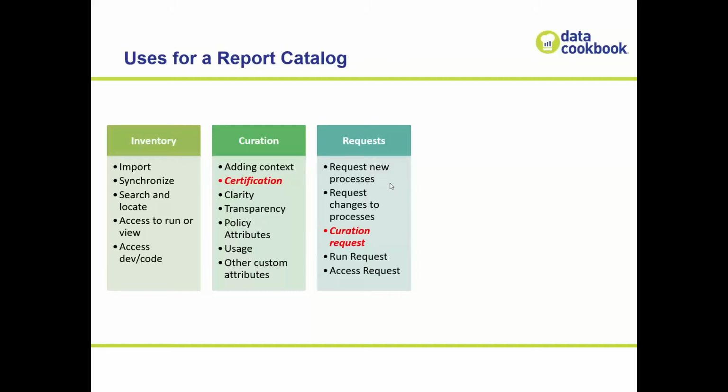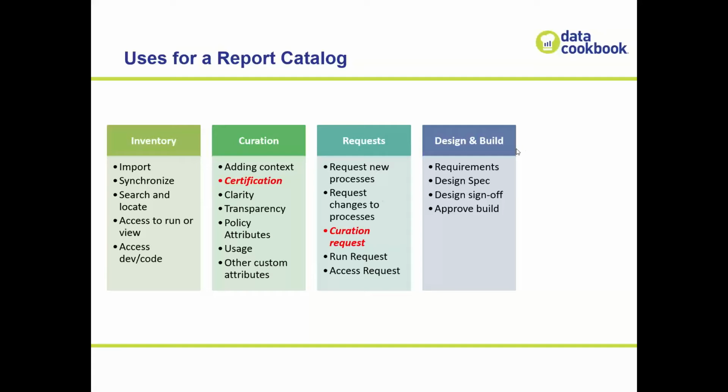The other thing you can use a report catalog for is managing requests. So requests for new reports or new processes, requests for changes, a curation request. So maybe there's something that's in the inventory or not in the inventory, but there's no curated content. There's nothing other than the existence of it, or it doesn't exist at all. So a request to go ahead and curate something that's already out there, or a request to access, is another thing you can do. Also, it can be used for documenting something to be built.